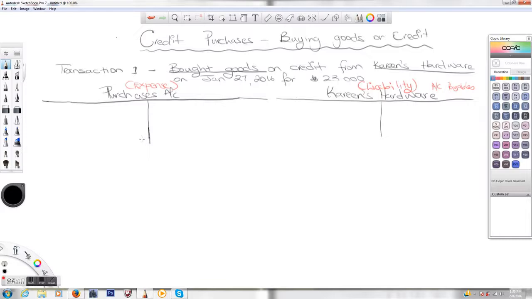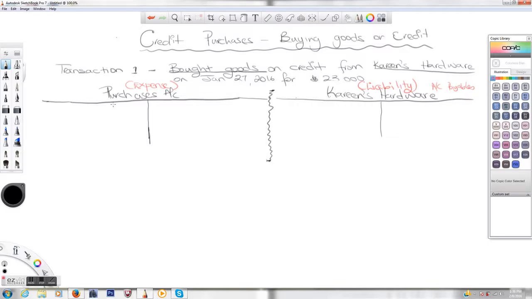So next we decide whether purchases is increasing or decreasing. And we know whenever we buy goods, we increase our purchases expense. There is no way of decreasing it when we sell goods. We don't decrease purchase expense when we sell goods. We increase sales revenue. So here we go. We're buying goods on credit, so we're increasing our expense. We're increasing the amount of expense that we'll incur. So to increase an expense, we debit.